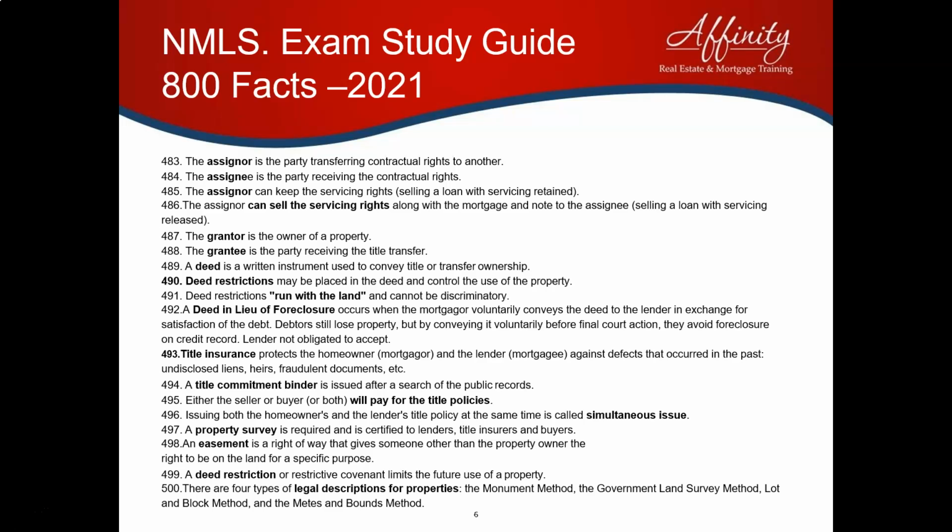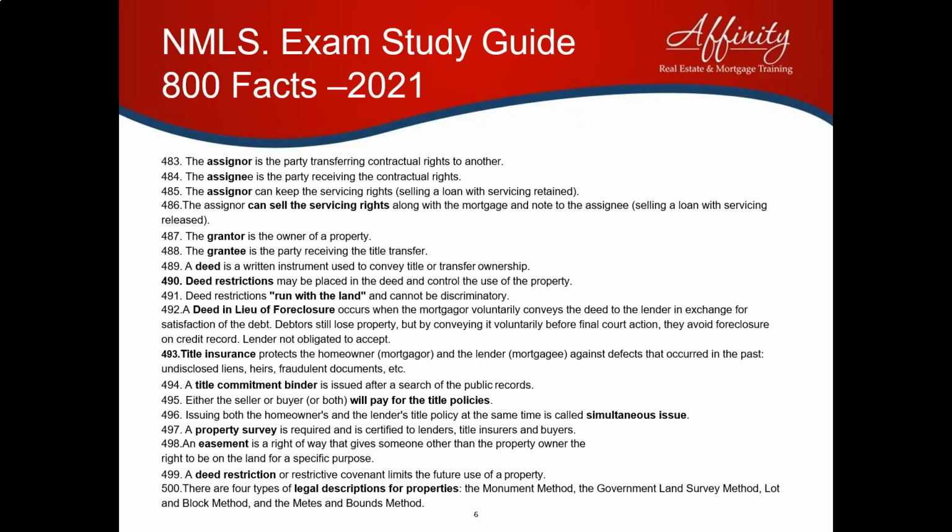Title insurance protects the homeowner, the mortgagor, and the lender, the mortgagee, against defects that occurred in the past, such as undisclosed liens, heirs, fraudulent documents, etc. A title commitment binder is used after a search of public records. Either the seller or buyer or both will pay for the title policies. Issuing both the homeowner's and the lender's title policy at the same time is called simultaneous issue. A property survey is required and is certified to lenders, title insurers, and buyers.